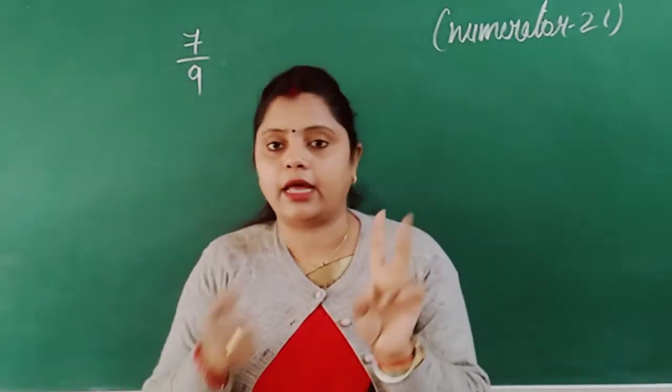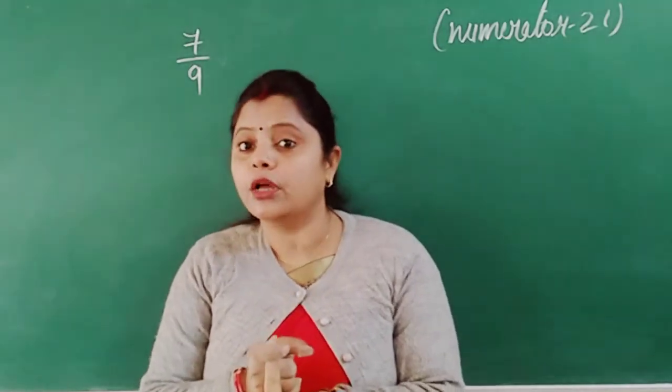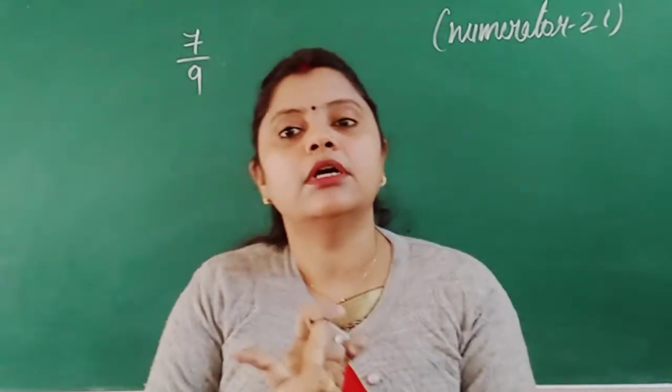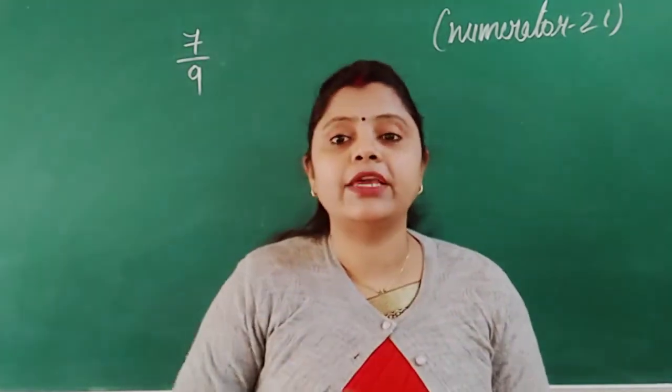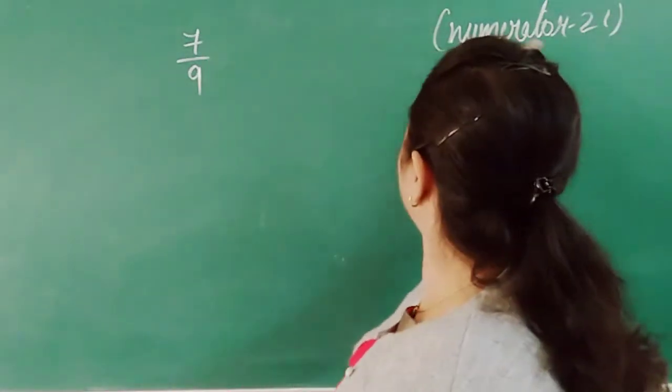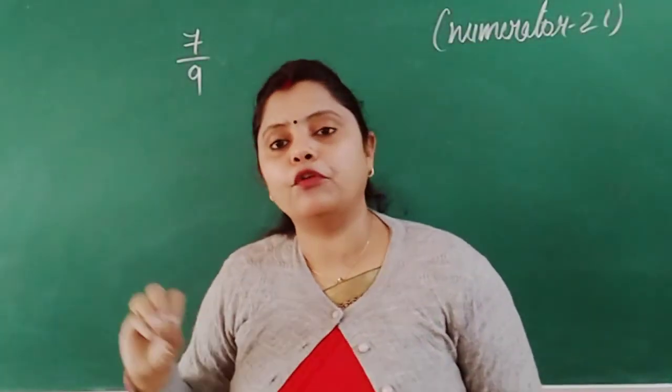Only two options are there. Either we can multiply or divide for getting the equivalent fraction. That also we have discussed in the previous videos. For getting an equivalent fraction, either we will divide or multiply. And here we have to multiply because no doubt 21 is bigger than 7. So we have to go for multiplication.